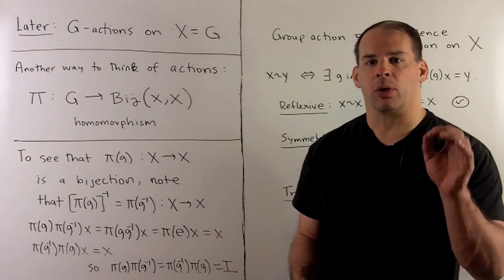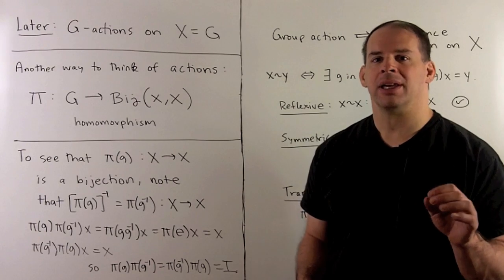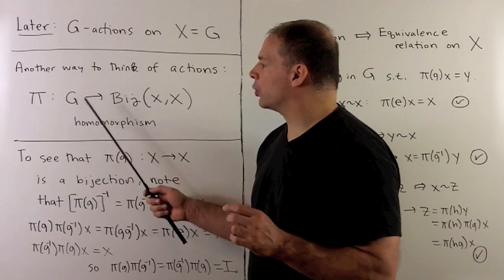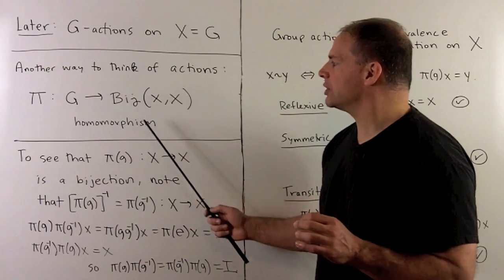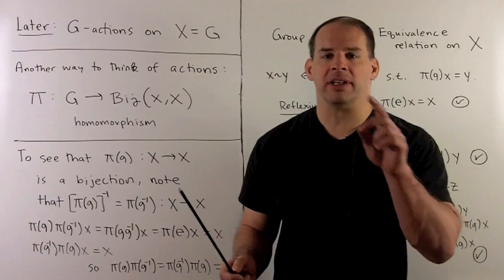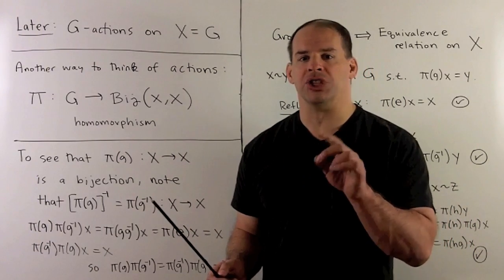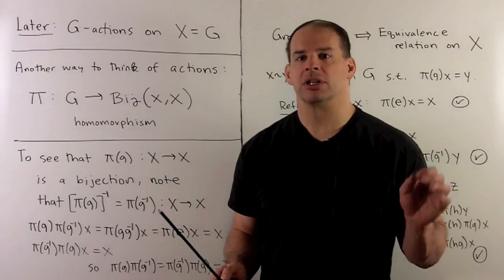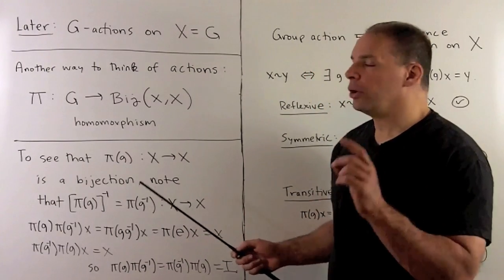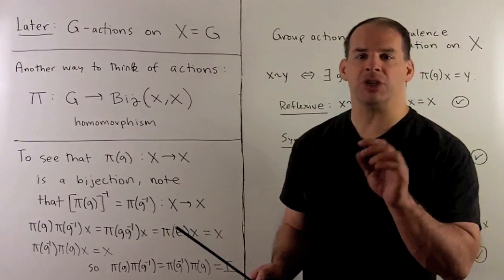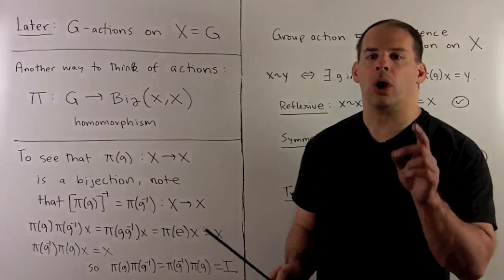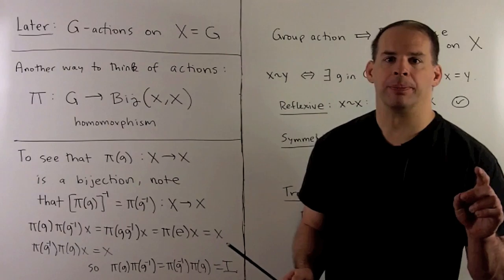Now, another way to think of a group action, instead, we consider it as a homomorphism pi from the group G into the group of bijections from X to itself. Now, at no point in the definition do we note that pi of g has to be a bijection, so let's show that. There are two ways we can go. First, we could show pi of g is one-to-one and onto, and I'll leave that to you. Or we could just find the inverse map.